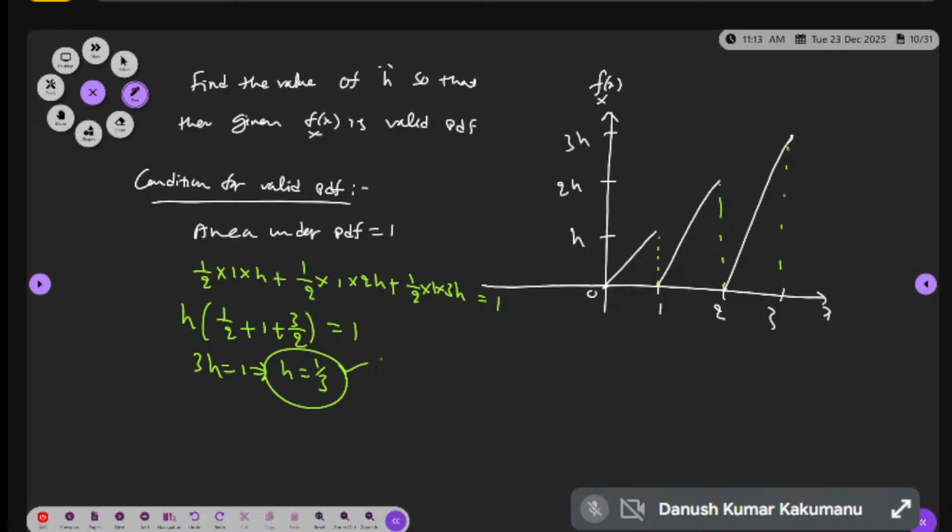Yeah, coming to next. Is this clear to all of you? h is equal to 1 by 3.